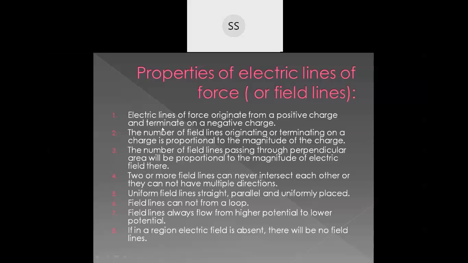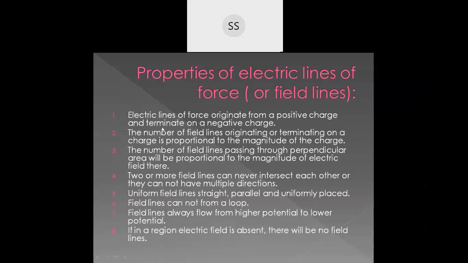If the charge has higher magnitude, the electric field lines will be more. If the charge has lower magnitude, it will have fewer electric field lines. The number of field lines passing through a perpendicular area is proportional to the magnitude of the electric field there. So if in any area the electric field is higher, then in that area the number of field lines will be more.